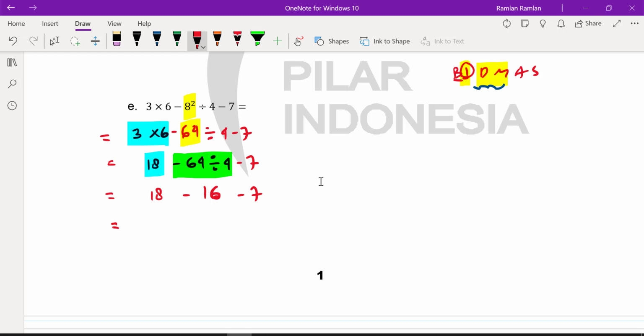Okay, so this is the subtraction, so you only need to subtract, right? 18 minus 16 is 2, so I'm going to do this one first. 18 minus 16 is 2, so I'm going to write 2 over here. And then minus 7. And then just subtract 2 minus 7, which is equals to minus 5.